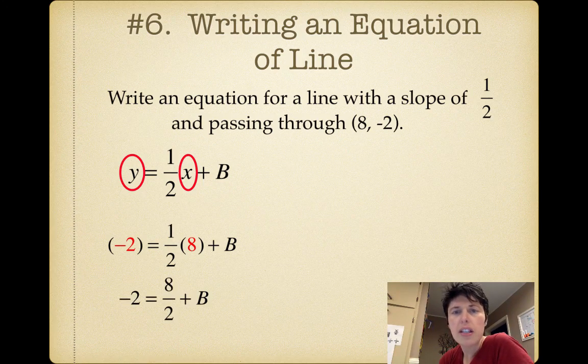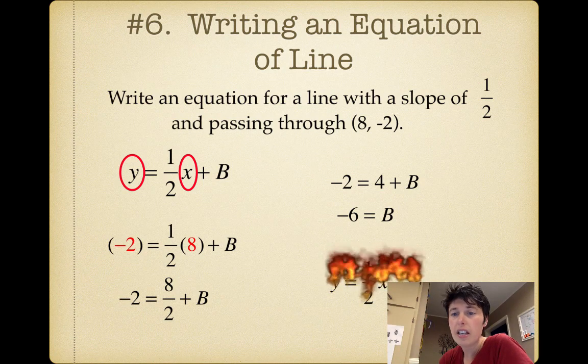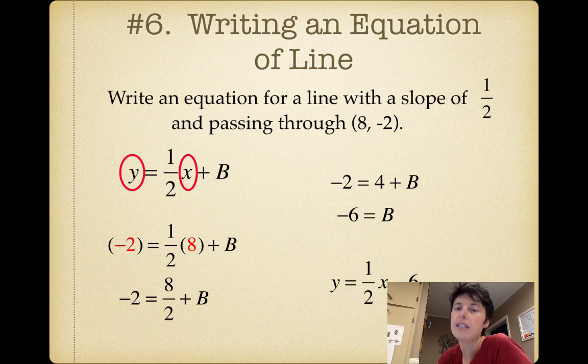So -2 is going to equal 8/2 plus b, and 8 divided by 2 is 4. So I'm going to subtract the 4 over and get -6. Now that's not my final answer. I'm going to be careful, and I'm going to actually write the equation of the line. So it's y equals 1/2 x minus 6. And that's my final answer.